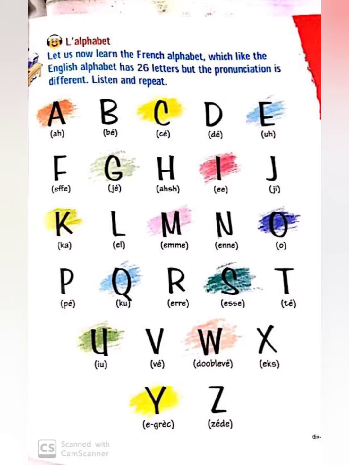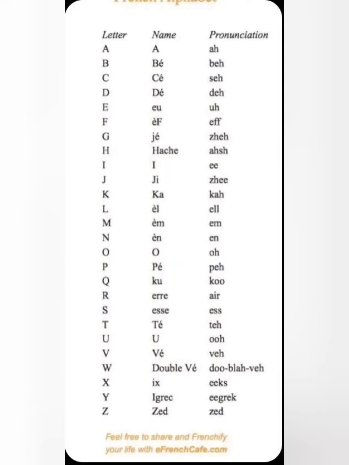Now, let's see the French alphabet. Now, it's written in English only, but the pronunciation is different. Firstly, I will tell you how to pronounce this, then you all repeat after me. Now everyone can see the picture, the letter is written, the name of the letter is written and pronunciation is also written. So everyone can repeat after me.